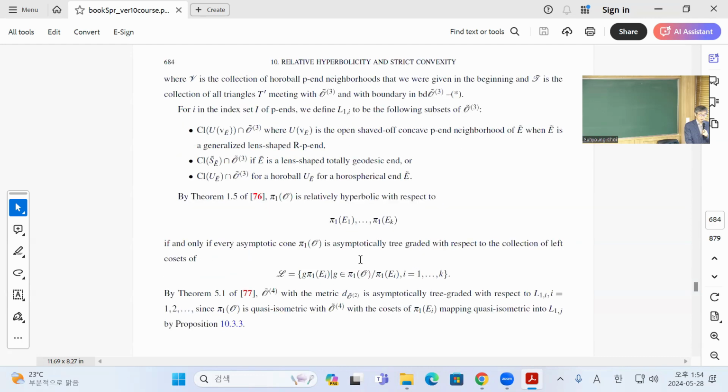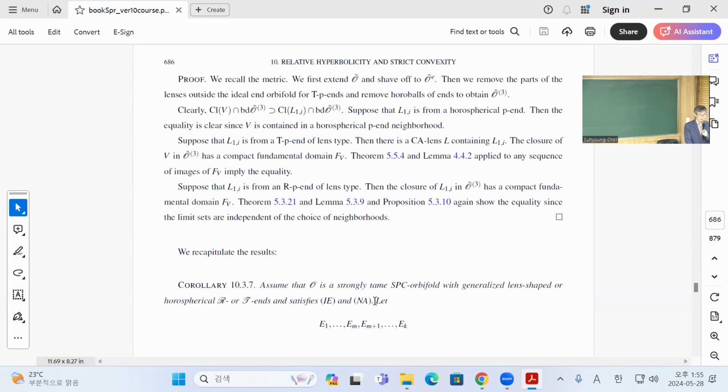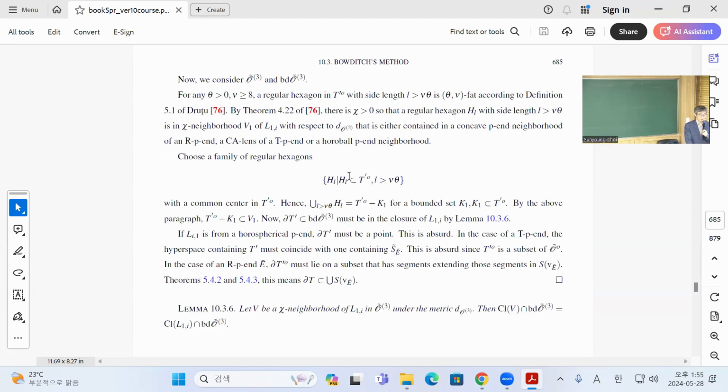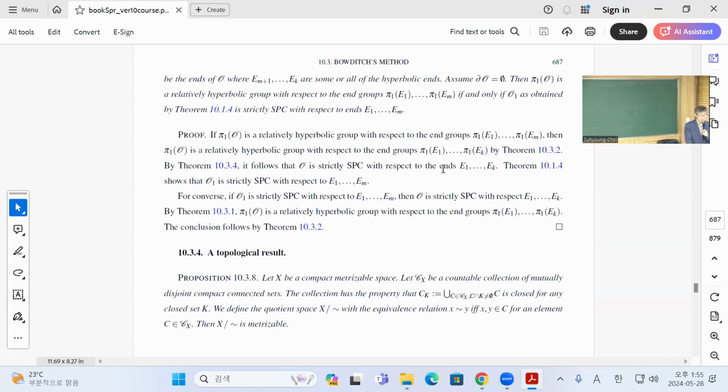so these are essentially just the ends here. So you can choose this family so that it satisfies this condition, and so it has to. So these arguments show the boundary of this T must be in here. Okay, so that's the basic argument. And again, this uses Drutu's argument here, and so on. Okay, so that's the brief summary.